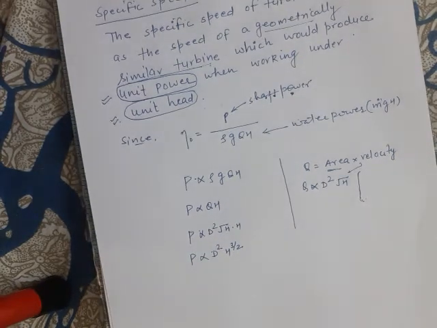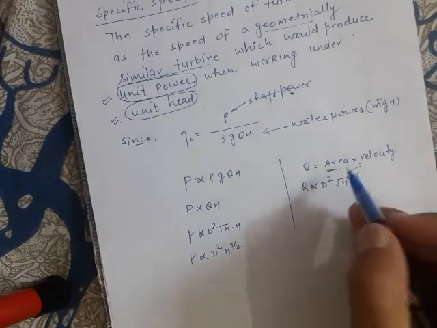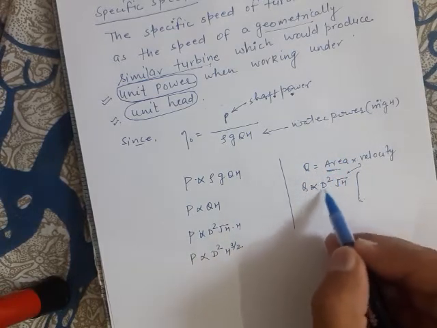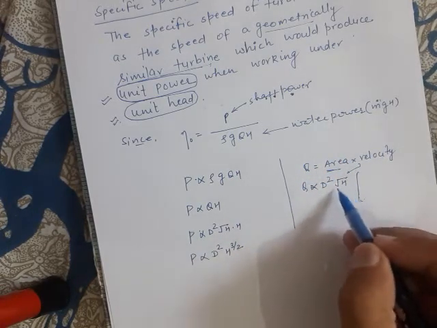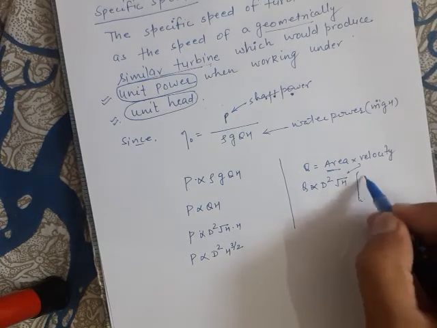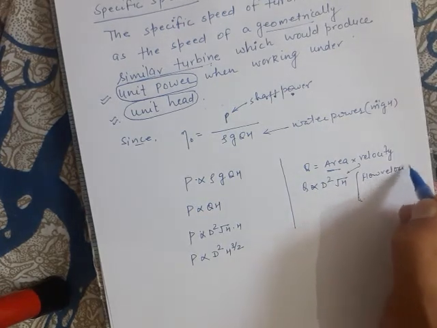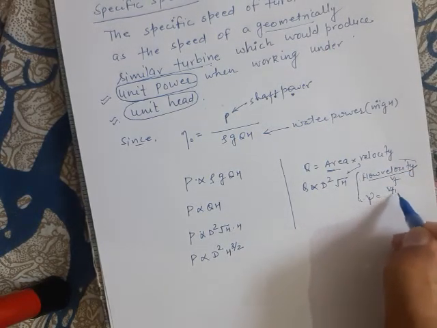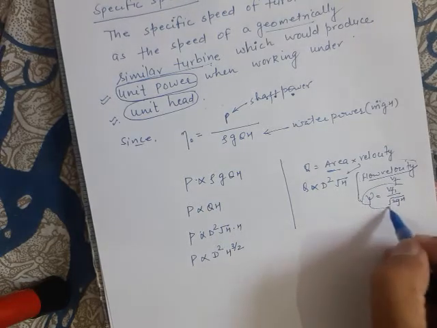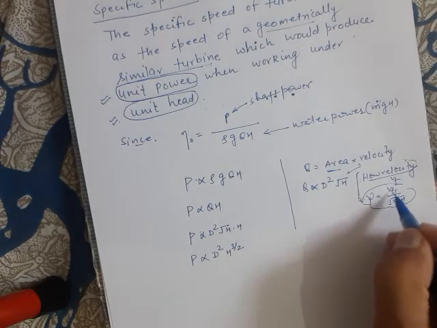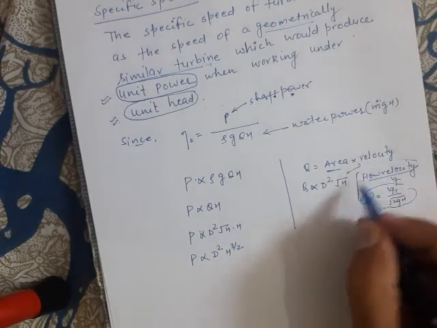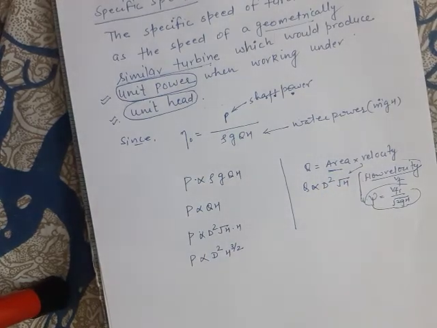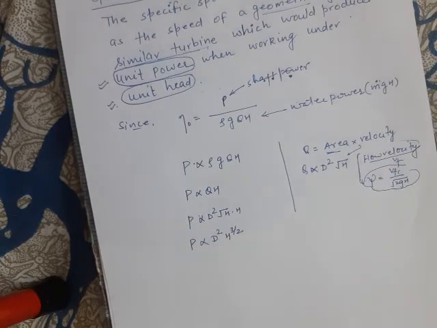Please note, I have used simple expressions. Q is equal to area multiplied by velocity. Since discharge area is directly proportional to D square and velocity is directly proportional to root H. Please note, regarding flow velocity Vf, the flow ratio is given by Vf1 upon root of 2gH. So this Vf would be directly proportional to root of H. Therefore, the velocity is directly proportional to root of H. So I have used this expression over here: P is directly proportional to D square H raised to power 3 by 2.